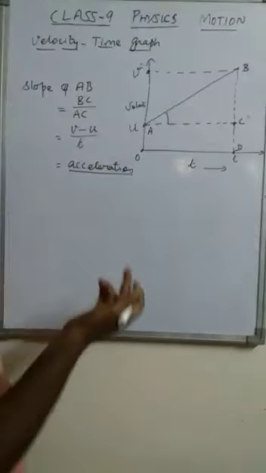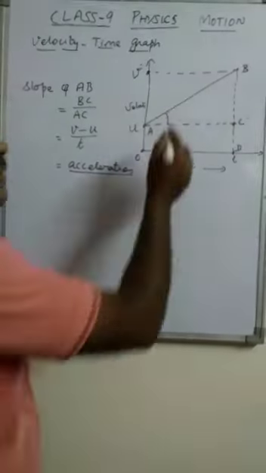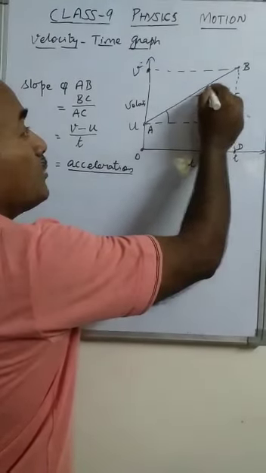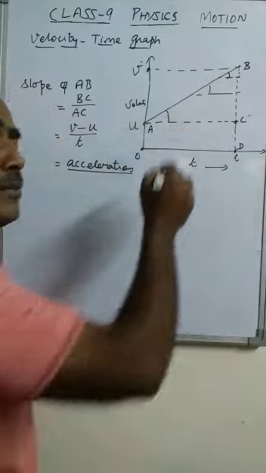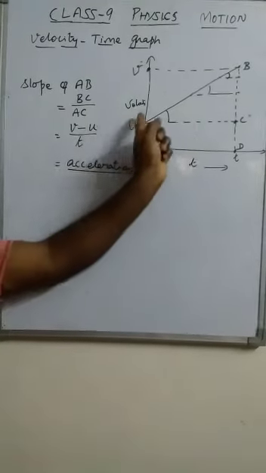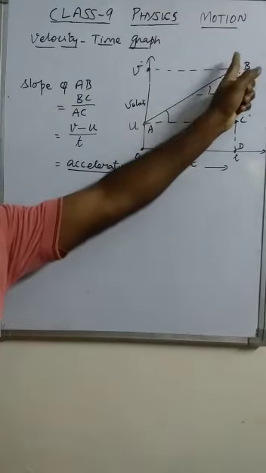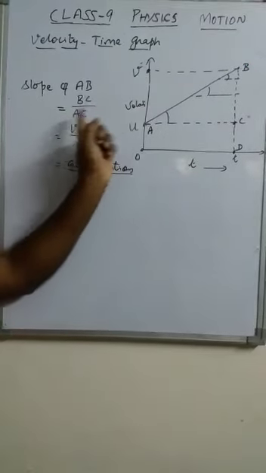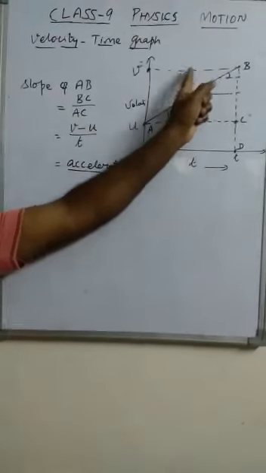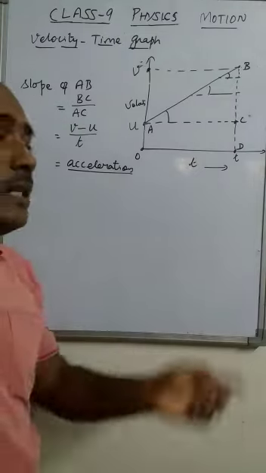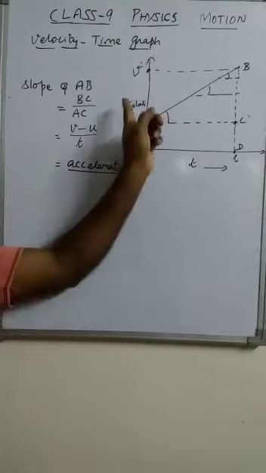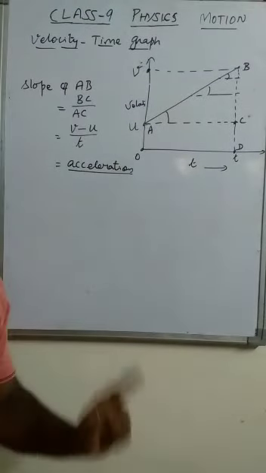Since the slope is the same at every point, if I take a point here, the same angle is formed. If I take a point here, the angle is the same. It means the slope is the same throughout the whole line. So its acceleration is the same, and that is uniform acceleration. So we got one thing: the slope of the distance time graph gives speed, and the slope of the VT graph gives acceleration.